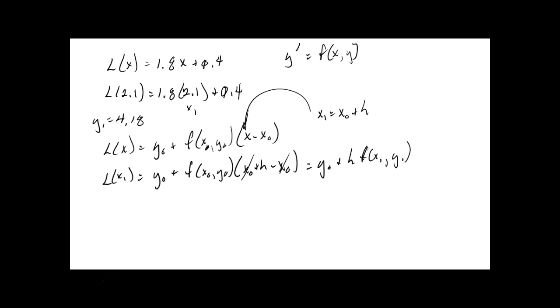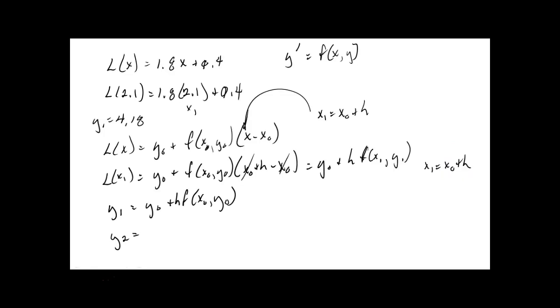Okay. So I think that y1 will be y0 plus f of x0, y0 times h. Yeah, and then your y2 will be, and as soon as you do this, then x1 becomes x0 plus h. So then you'll plug in y1 here plus h times f of x1, y1. And that's how you will proceed. So your iterative formula will come out to be this.